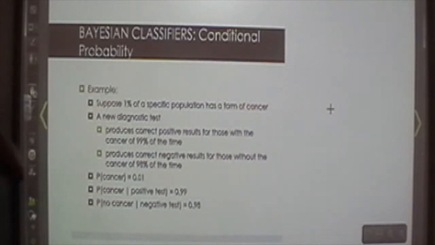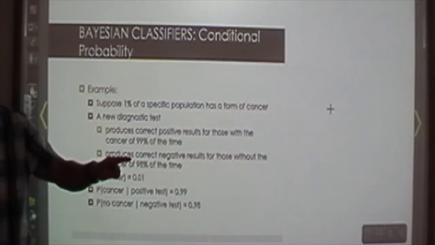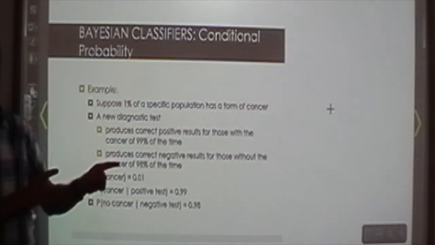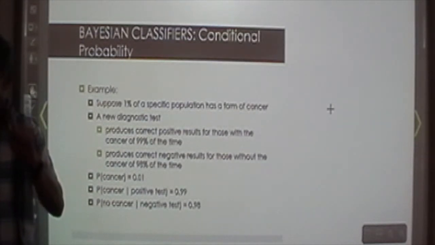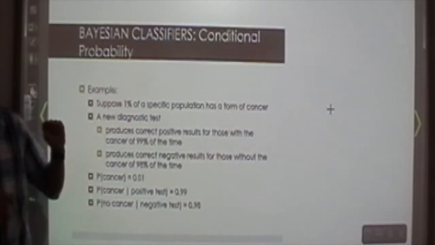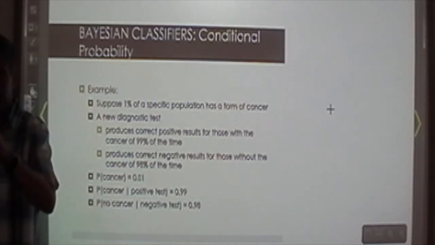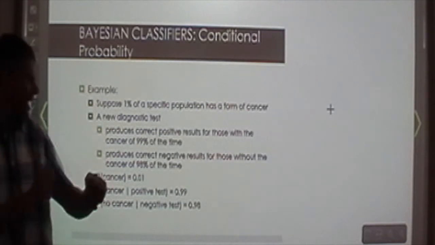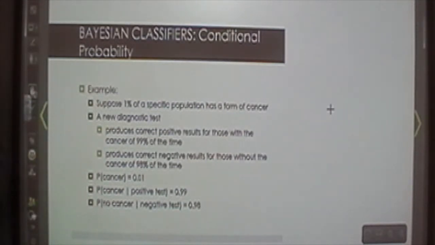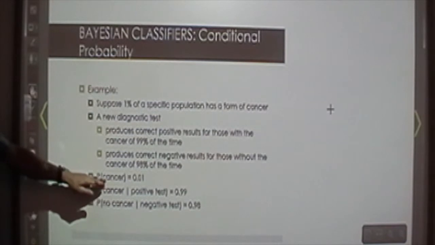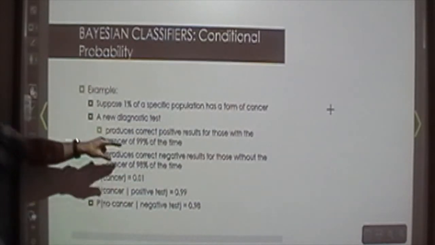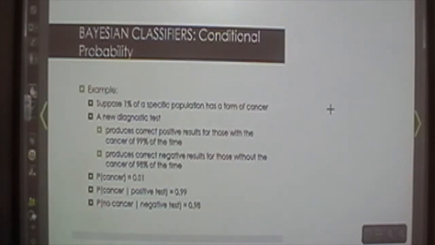Okay. The test also will correctly give a negative result for those without the cancer 98% of the time. I'm going to have a diagram on the next slide that shows this. That's again a conditional probability. That 0.98 is not 0.98 of the general population, of that specific population. It's only a probability 0.98 of the people who don't have the cancer. And the probability of cancer is 0.01. That's 1% of the specific population has the cancer.